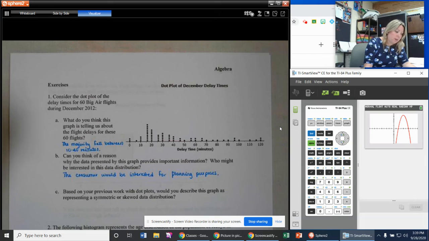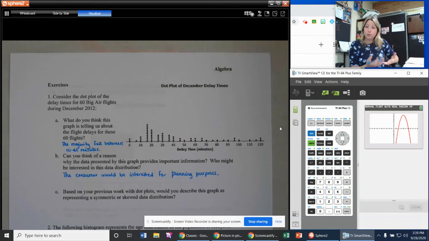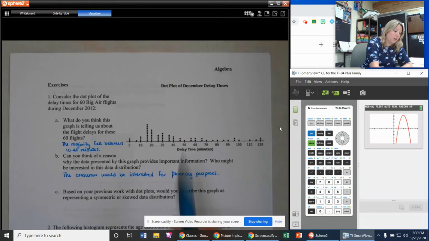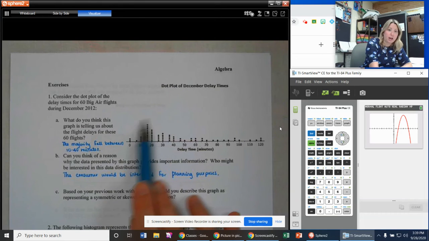Based on your previous work with dot plots, which I hope you did in 7th and 8th grade, but maybe you didn't. And if you didn't, this should be the first time and you're interpreting, right? Would you describe this graph as representing a symmetric or skewed? So this is the first that we're really using those two terms. And I'll give you the basics on those terms. Symmetric is the bump is in the middle and you got an equal amount on each end. Skewed is the bump is on one side or the other. So your bump in data is on one side or the other. There is clearly a bump in data on this side.